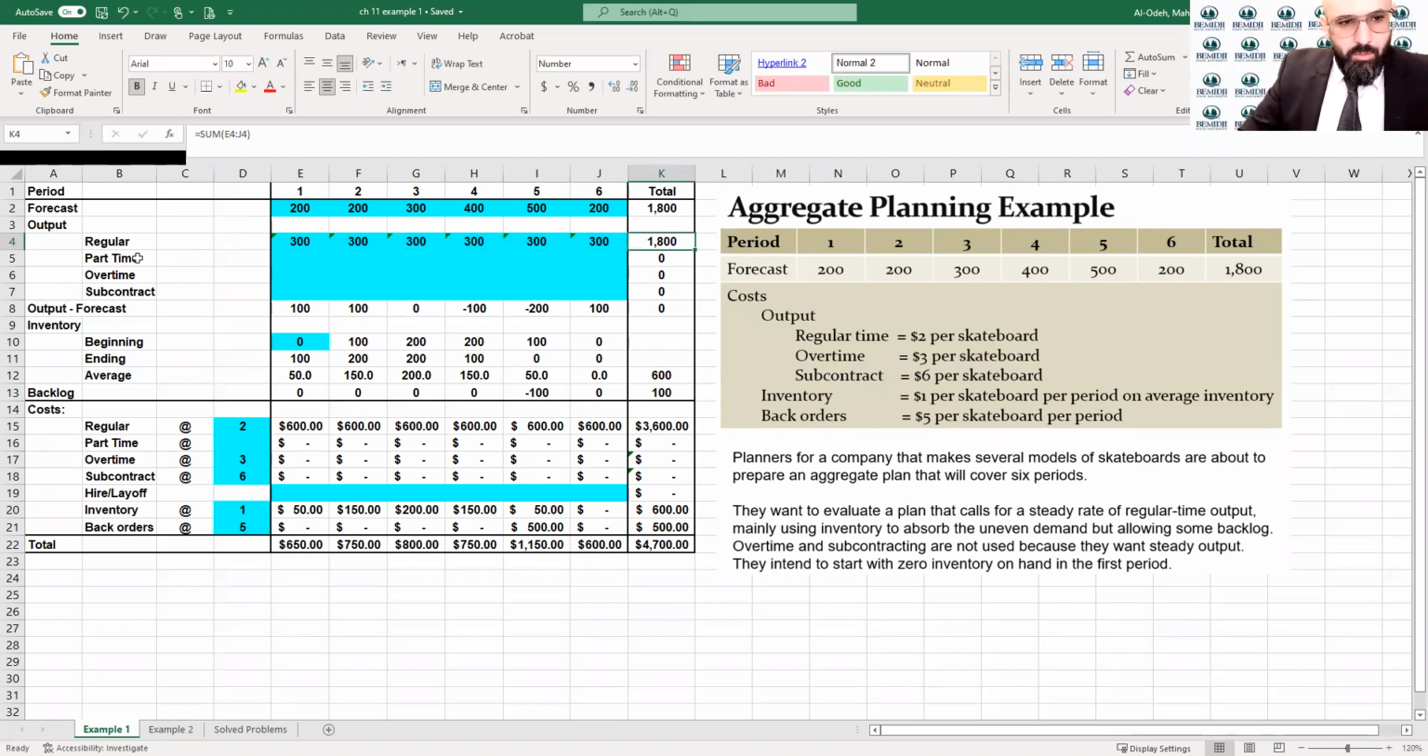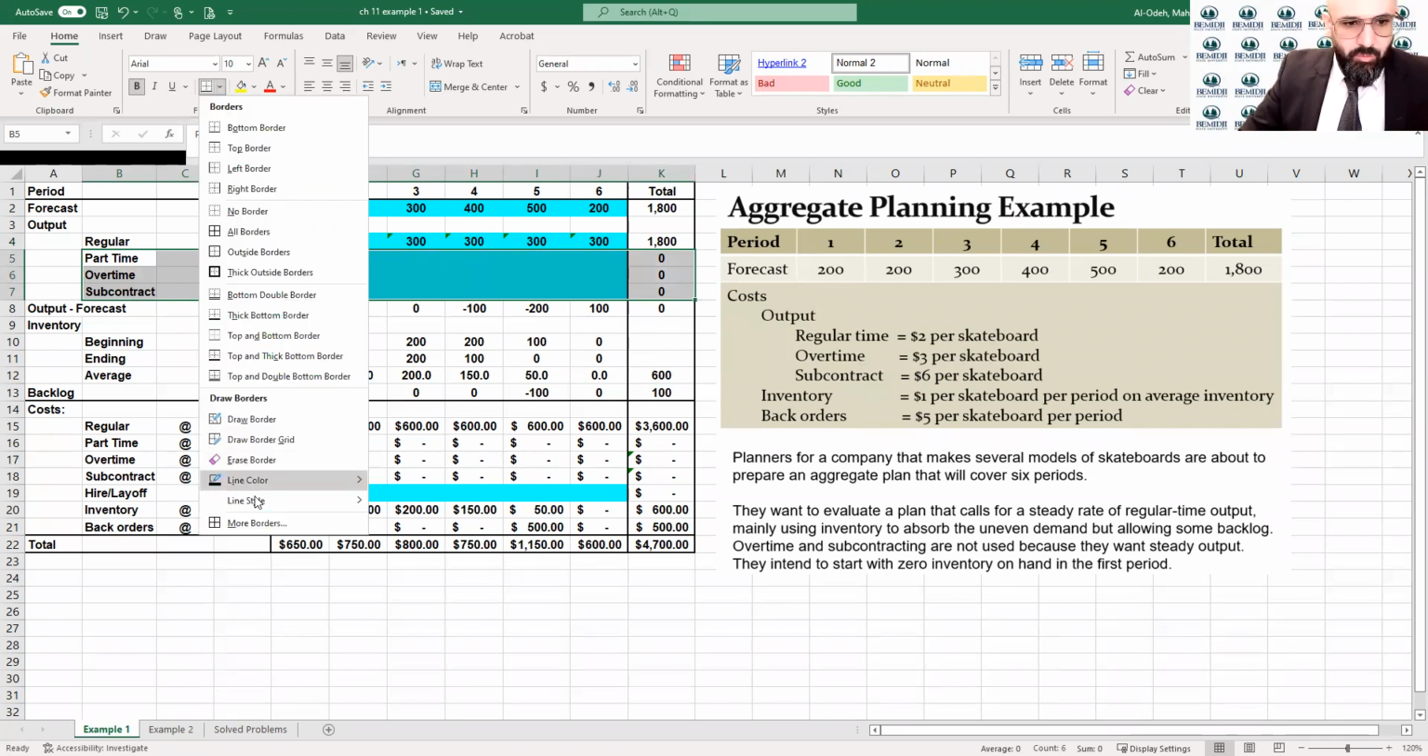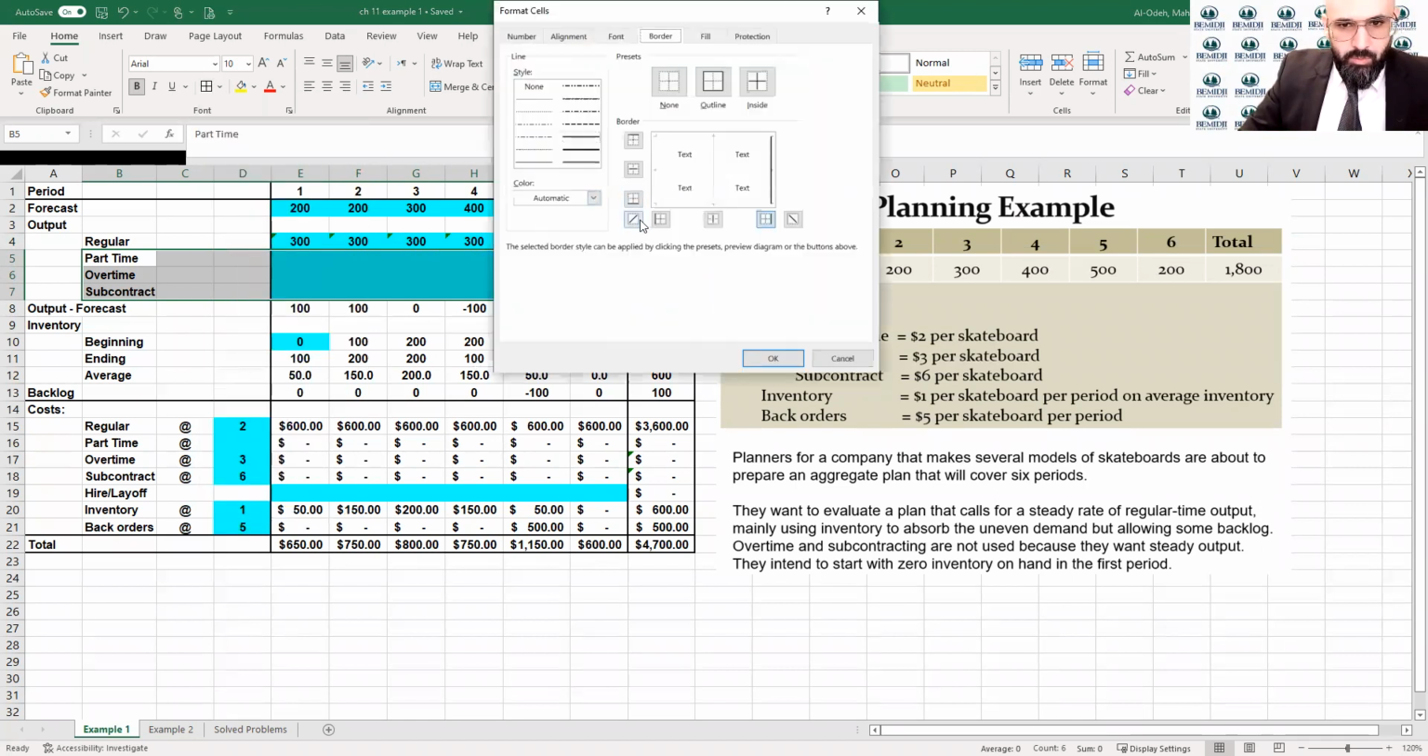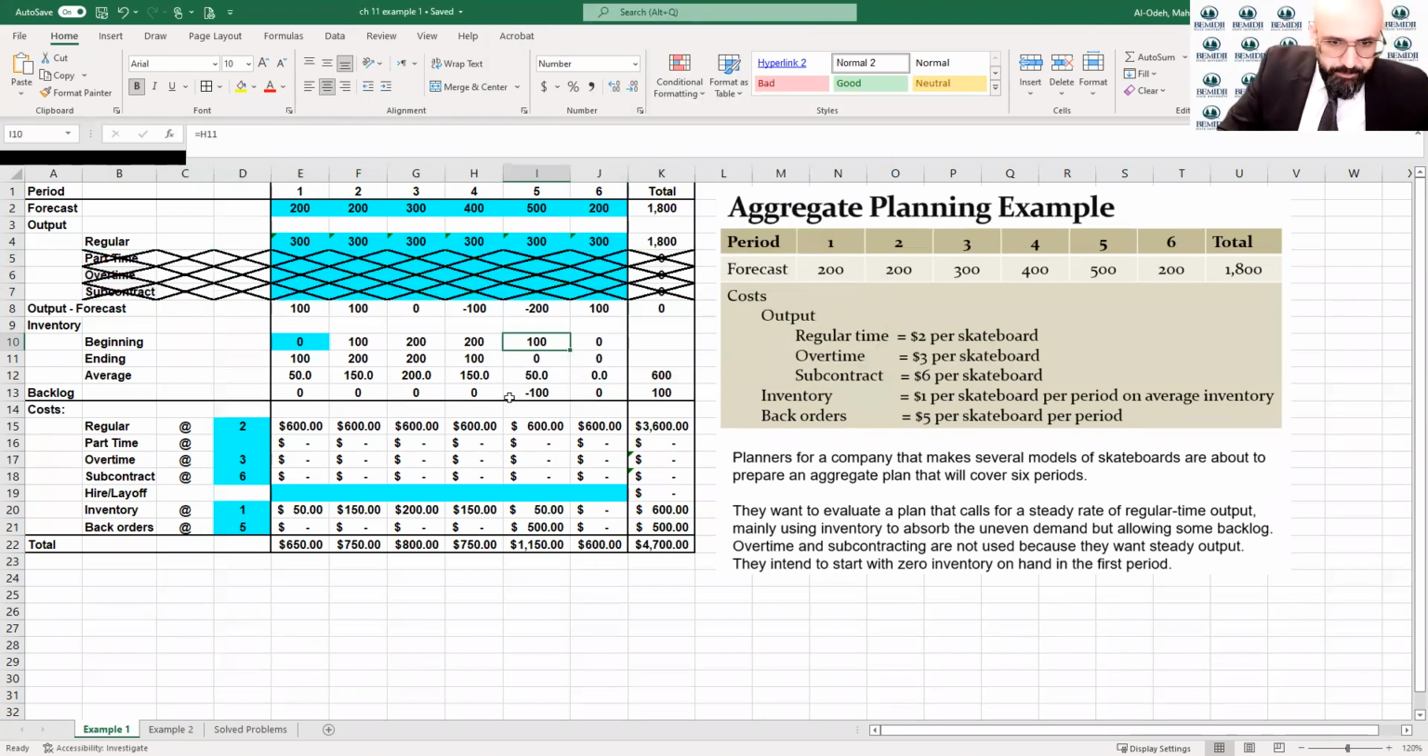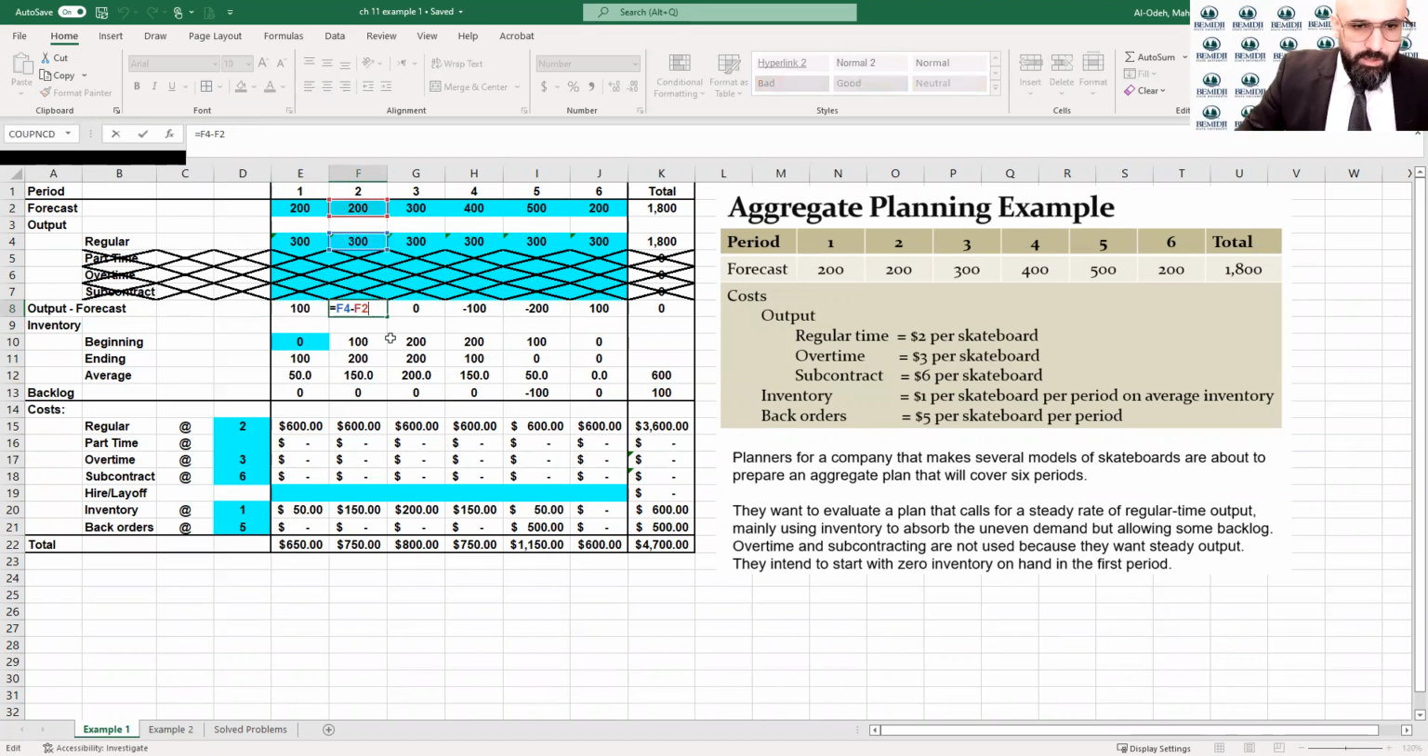Now, we decided not to have any of the part-time or overtime or subcontracting. So we only need the regular time. So we're going to cross that just to say, okay, this is not used. Now for this column right here, it would be all output minus the forecast. So output 300 minus the 200, that will leave you with extra 100 units. Same thing here, 100 units extra.